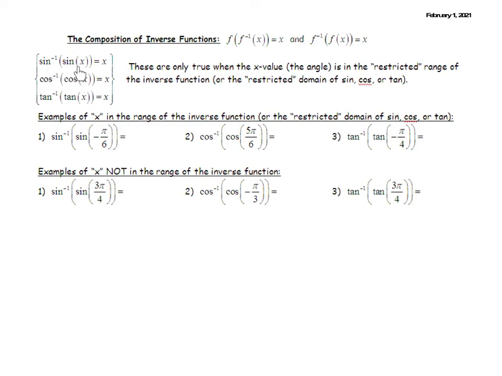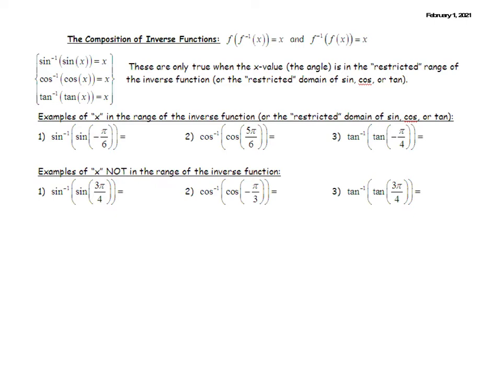We know that the inverse sine of the sine of x is x, inverse cosine of the cosine of x is x, and inverse tangent of the tangent of x is x, as long as x is in those restricted ranges of values. So let's take a look at some problems and see how we will handle them. The first three examples are going to be examples where x is in the range of the inverse function, or in that restricted domain. In other words, we have the sine of an angle, and that angle is going to be between negative pi over 2 and pi over 2.